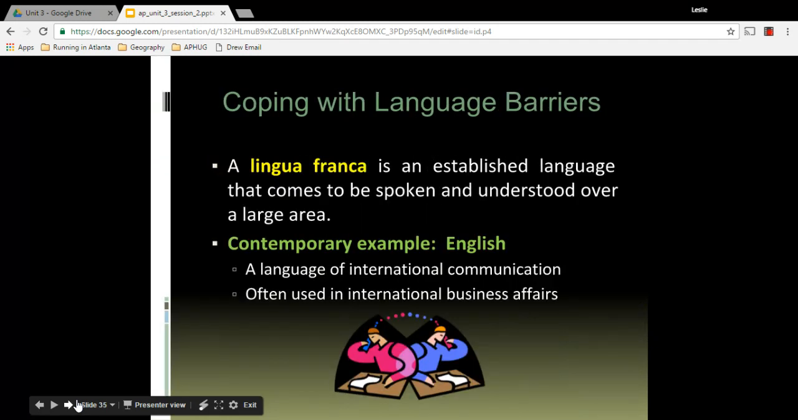A lingua franca is an established language that comes to be spoken and understood over a large area. A contemporary example of that is English, which is a language of international communication, and it's often used in international business affairs because, as I said before, English is the language of business.